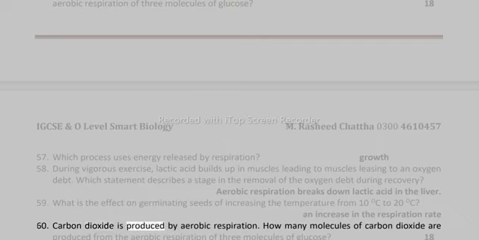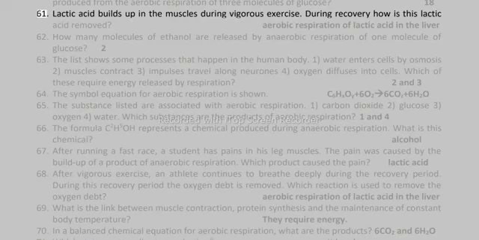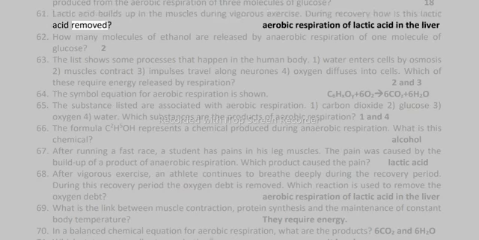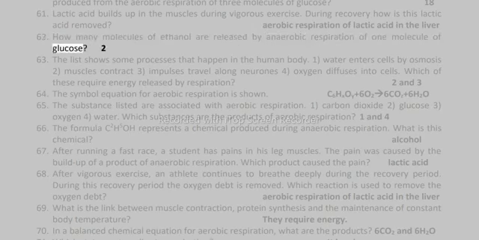60. Carbon dioxide is produced by aerobic respiration. How many molecules of carbon dioxide are produced from the aerobic respiration of 3 molecules of glucose? 18. 61. Lactic acid builds up in the muscles during vigorous exercise. During recovery, how is this lactic acid removed? Aerobic respiration of lactic acid in the liver. 62. How many molecules of ethanol are released by anaerobic respiration of 1 molecule of glucose? 2.